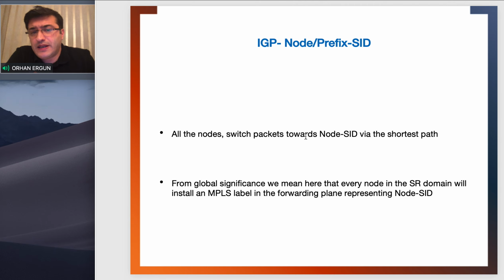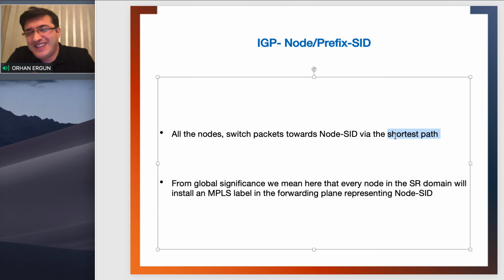All the nodes switch packets towards the node segment via the shortest path. So the meaning of the node segment is: send me the traffic by utilizing the shortest path. Send the traffic to the router with that node segment value by using the shortest path. So you mean the IGP shortest path? Yes, of course, the OSPF shortest path, the IS-IS shortest path.